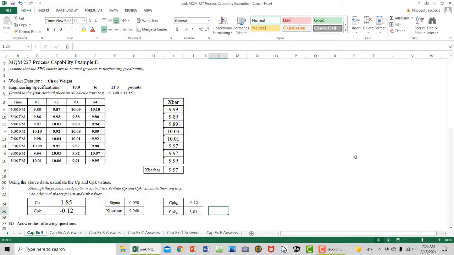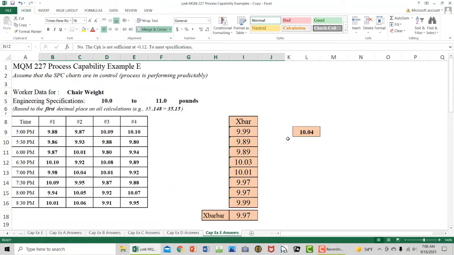Process capability example E. This is our last capability example, and it is a bit odd, so that's why I'm presenting it to you. We're talking about chair weight being between 10 to 11 pounds, and let's jump over and take a look at the answers. All right, nothing big here.